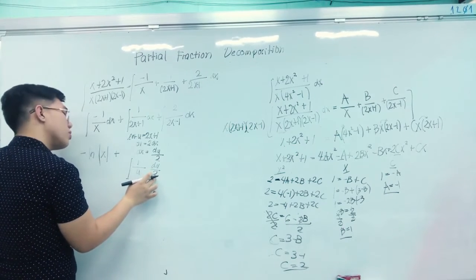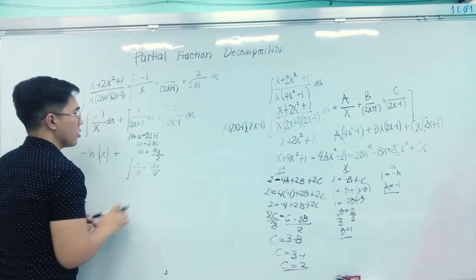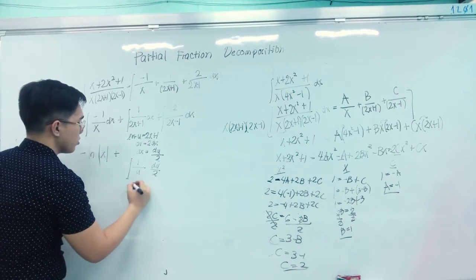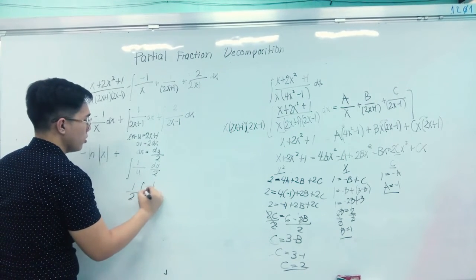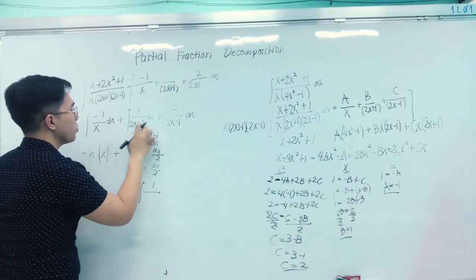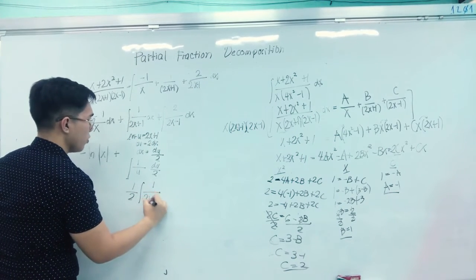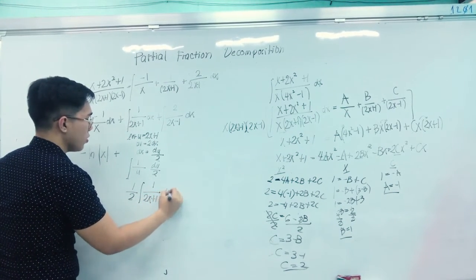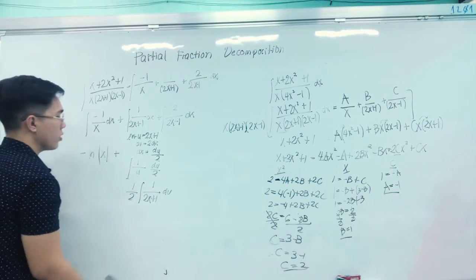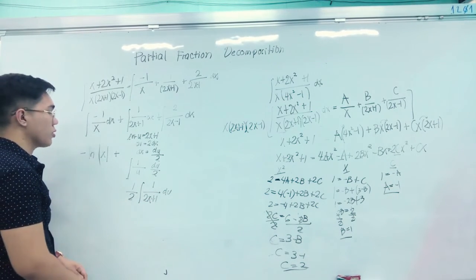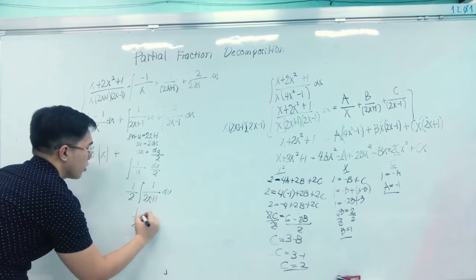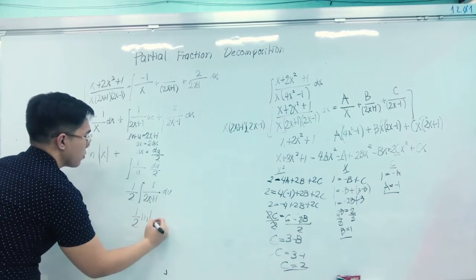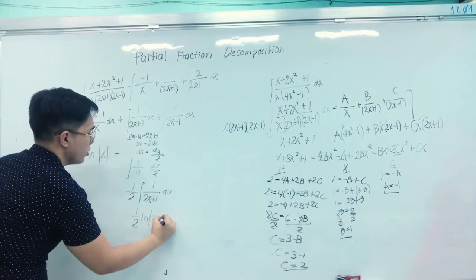Since there is a 2, we can place it outside the integral. So 1 half integral of 1 over u du, where u is equal to 2x plus 1. So integrating this part is also a logarithmic function. So we apply the rule, 1 half ln times the absolute value of 2x plus 1.